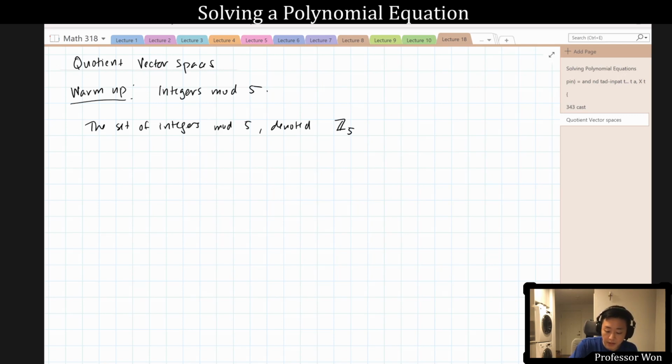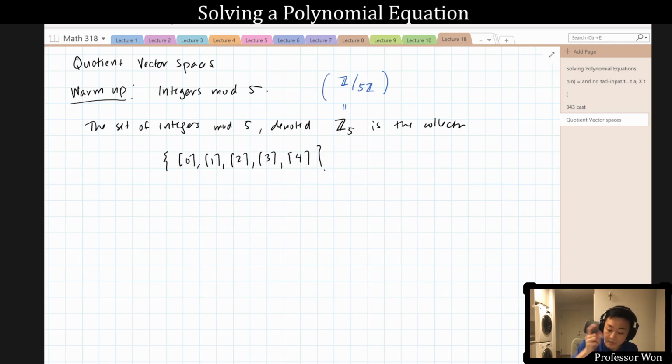You might also see, depending on who you are, this written as Z mod 5Z. That's the same thing, but we'll stick with Z sub 5 here. It is the collection that has 5 elements: the equivalence class of 0, the equivalence class of 1, the equivalence class of 2, the equivalence class of 3, the equivalence class of 4. Sometimes you might see this as 0 bar, 1 bar, 2 bar, 3 bar, 4 bar. Okay, the point of the notation is these aren't integers. 2 doesn't represent the integer 2, it represents a whole equivalence class, either brackets 2 or 2 bar.